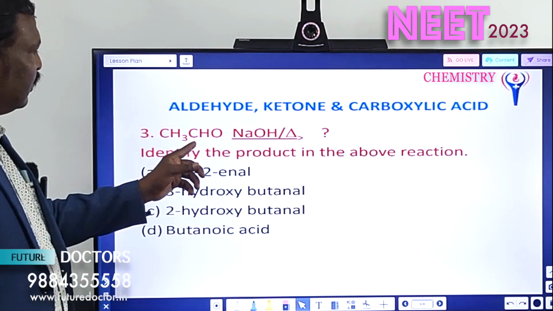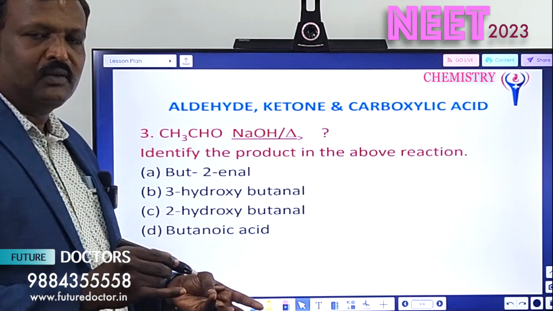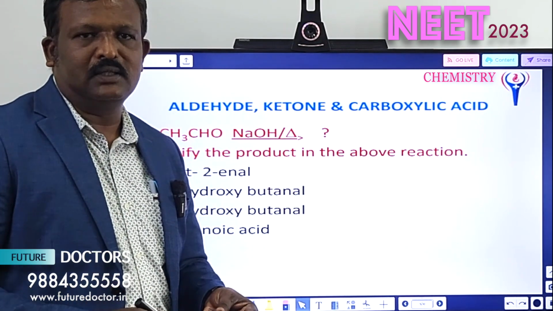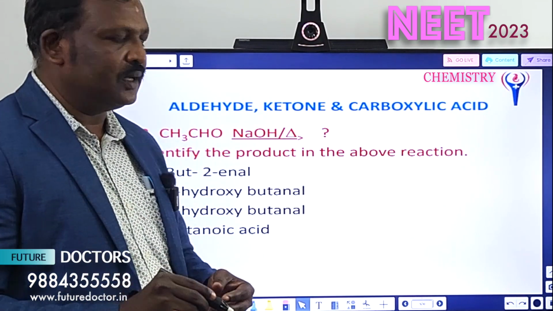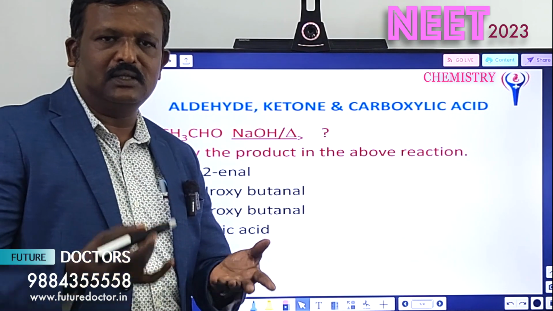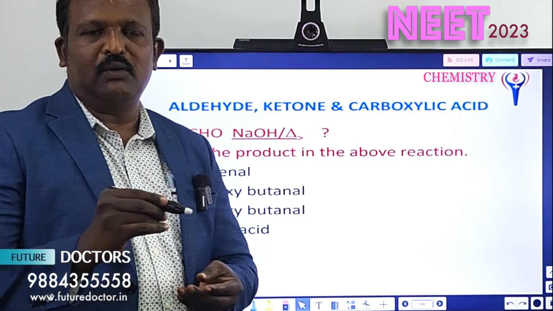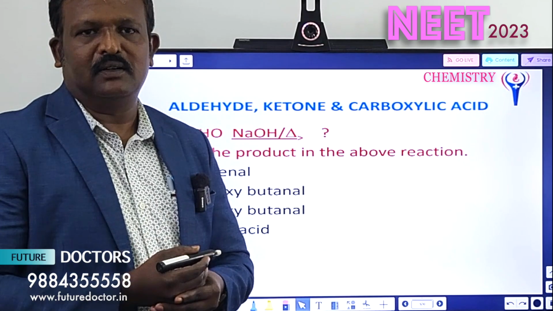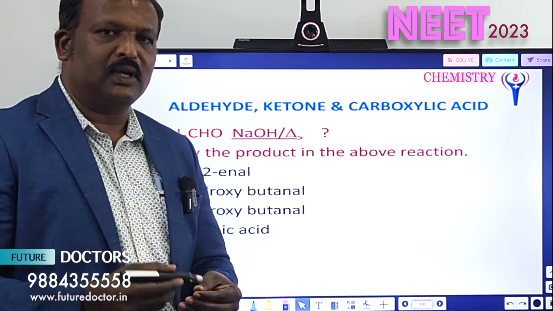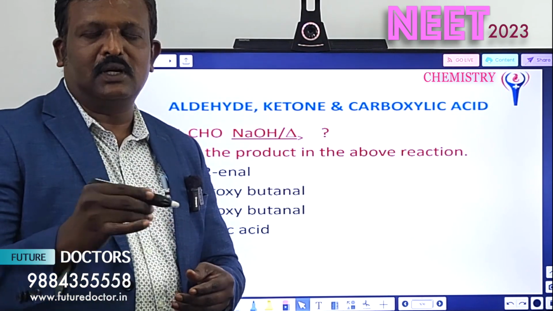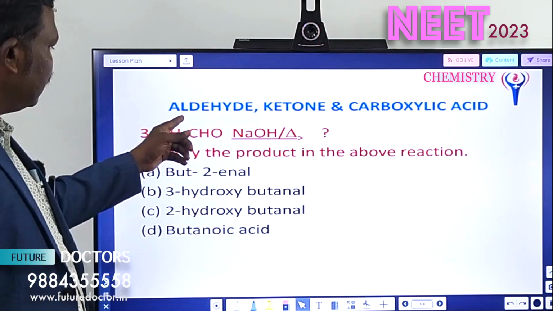Here there are also familiar reactions in aldehydes and ketones: aldol condensation and the Cannizzaro reaction. This is very important, and you will get at least one question based on it. For aldol condensation there are conditions. Any compound undergoing aldol condensation should have an alpha hydrogen. Aldehydes or ketones having alpha hydrogen undergo aldol condensation; the compounds without alpha hydrogen undergo the Cannizzaro reaction. If you know these conditions, you can solve these sums.